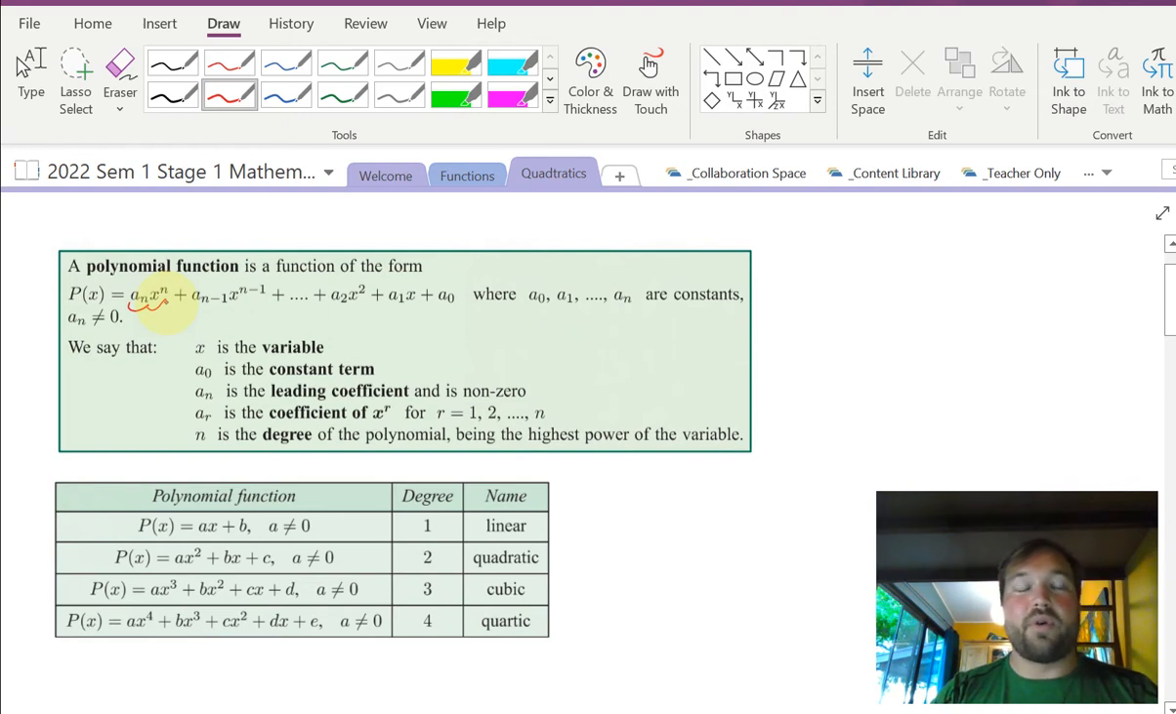Now, the vocab around this: there is x, which is the variable, and a_0, also seen as c quite often, is a constant term, meaning x is not attached to it, it stays constant throughout the entire thing. The leading coefficient is the one in front of the highest power, and it's normally non-zero. Well, it's always non-zero. The remaining coefficients can be zero, and they decrease in terms of power. And n is the degree of the polynomial, for the highest power.